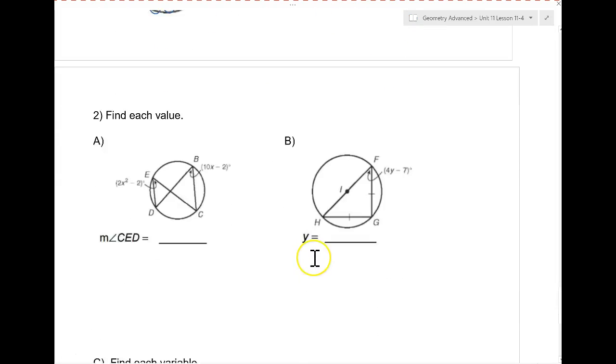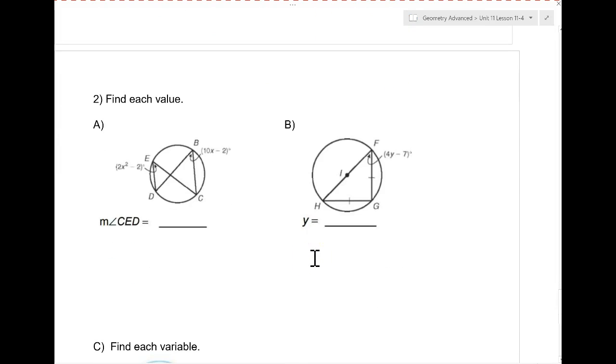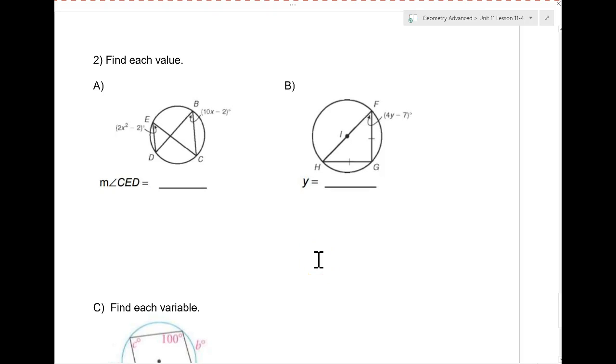All right, look at the ones below. This is awesome stuff. By the way, those are supposed to be subtraction signs. I don't think it printed off real well on your worksheet from the copy machine. But with this one, what's so special about each one of these guys? Yeah, they're going to be the same thing. They intercept the same arc. So when I look at this, I get 2x squared minus 2 is equal to 10x minus 2.